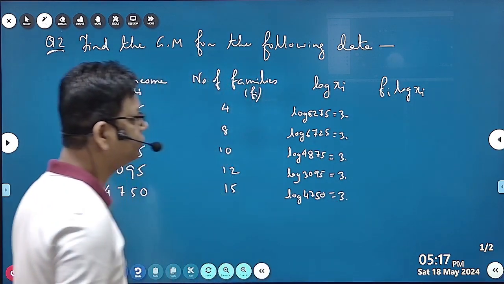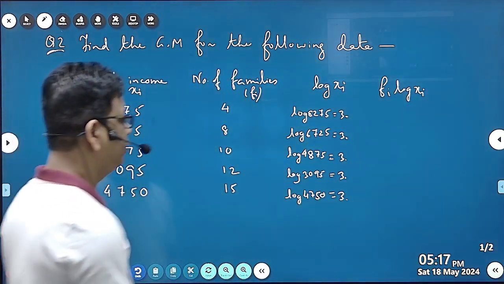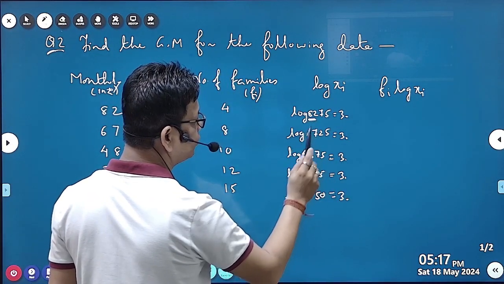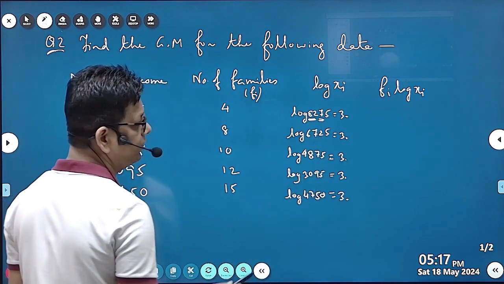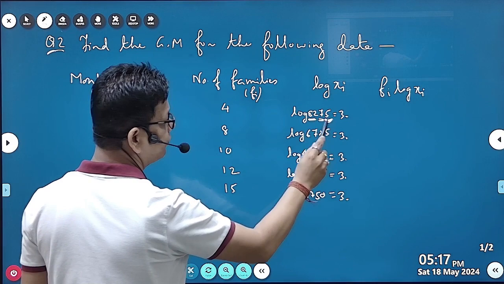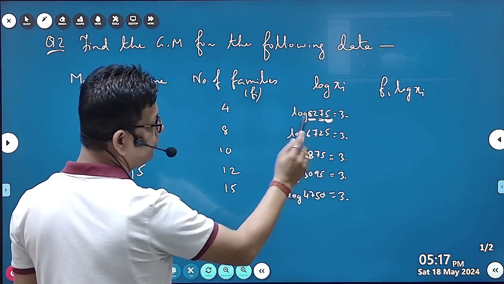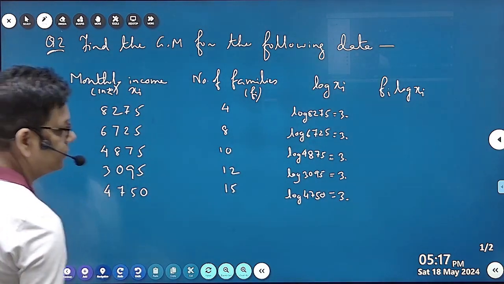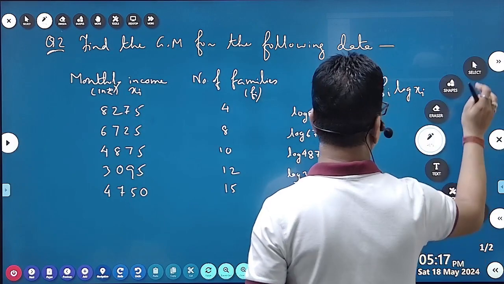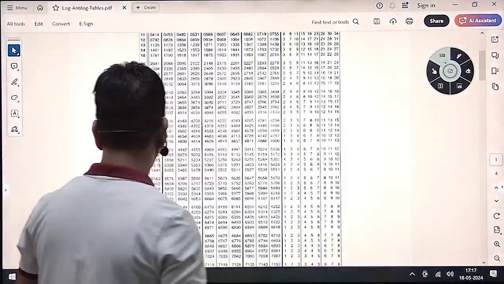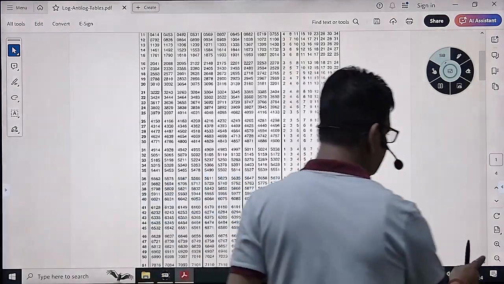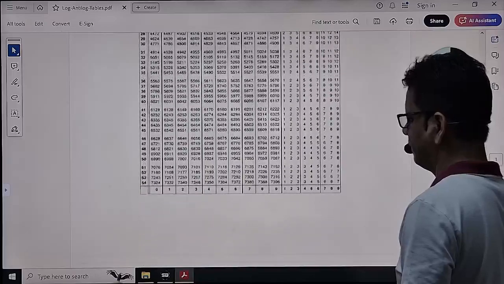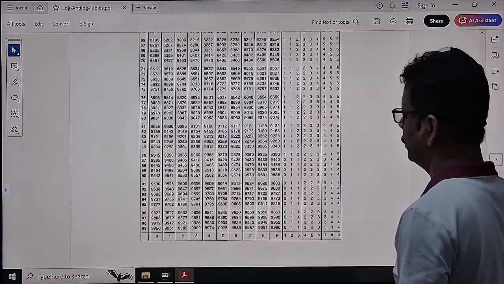Done. Now let us go to the log table, which we also discussed. In the 82nd row, we see the number 7. Then this 5 is the mean difference, and whatever mean difference we get, we'll add it. So I will just do one number today, the first number, 8275. If I try to find the log of 8275, okay, 8220.